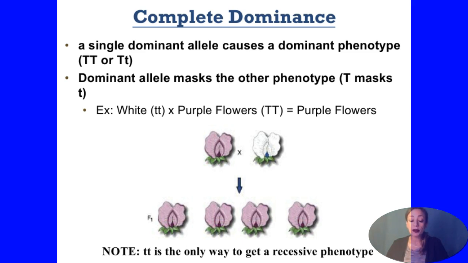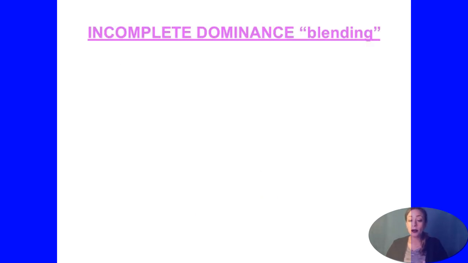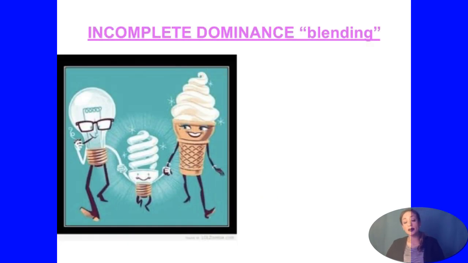The second kind of inheritance we will be looking at is incomplete dominance. I like to refer to this as a blend or a blending of different alleles or different traits. So the example here I have is actually an ice cream cone and a light bulb. And it's kind of like if they made a blend of an offspring, then you would get that spiral light bulb that we see at the stores.